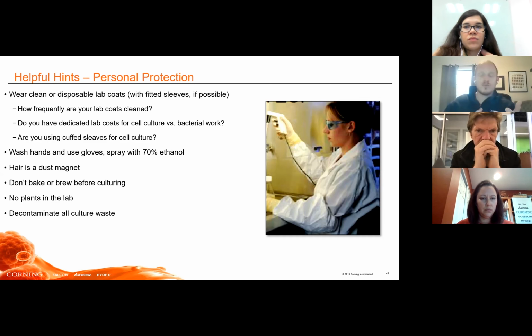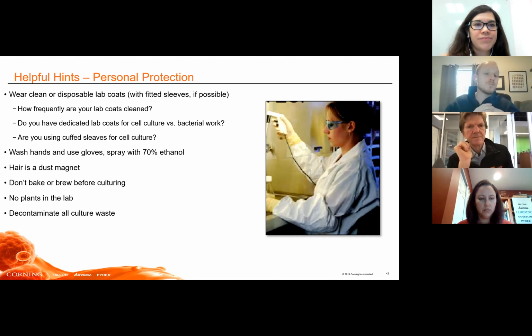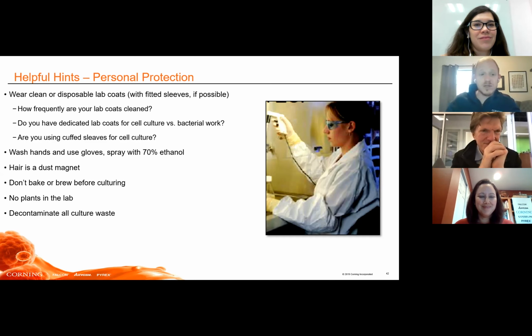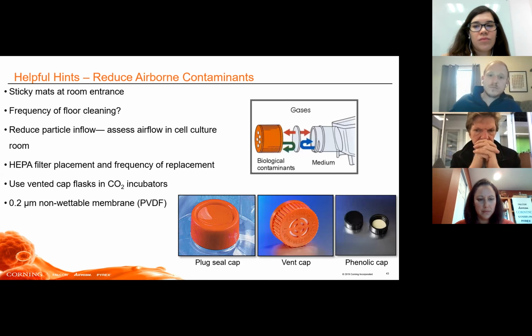Wash your hands, use gloves, spray your gloves with ethanol. Hair can be a dust magnet, so if you have long hair, put your hair up. Don't bake or brew before culturing. So this is something that may not be obvious, but if you're working with yeast at home, you can bring that into your cell culture lab. Don't have plants in the lab either, because they're essentially harbors of contaminants. And make sure that you decontaminate all of your culture waste properly and do not store it for long term in your lab close to where you're actually doing your cell culture.